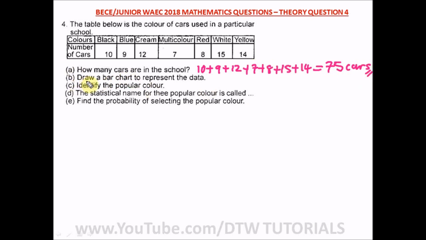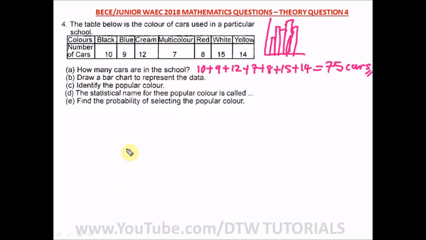Now question B says draw a bar chart to represent the data. Okay, a bar chart, I hope you know how a bar chart looks like. A bar chart is different from a histogram. For a bar chart you have something like this, then you have your bars. Your bars should be separated. But for a histogram, your bars are not separated, they are joined together. You see a histogram like this. Okay, this is a histogram. But bar chart you have separations. All right, so let's draw the bar chart to represent this data.